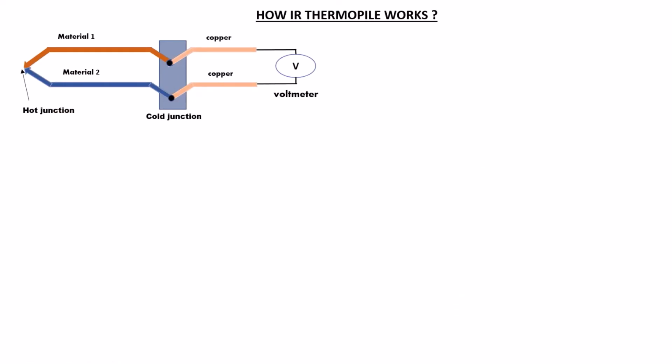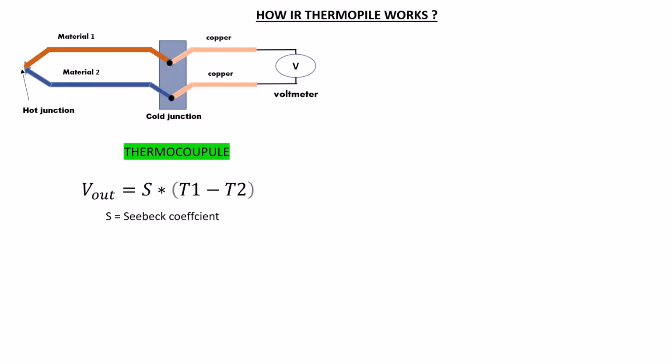How does an infrared thermopile work? Let us first understand the mechanism of a thermocouple. It has two metal wires, whose one end is connected to the hot end and the other ends are connected to the cold junction, with a voltmeter connected at this end, which gives the output voltage. The principle is based on the Seebeck effect, which tells that the output voltage is proportional to the temperature difference between the two wires. When we heat a metal at one end, the free electrons move from the hotter region to the colder region.